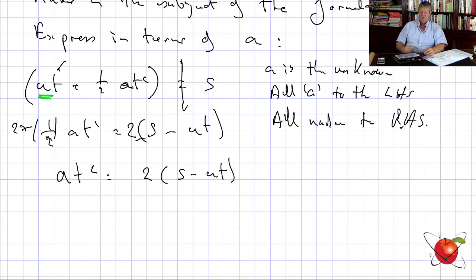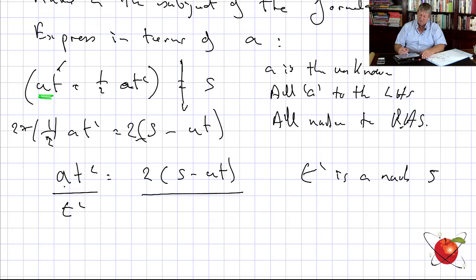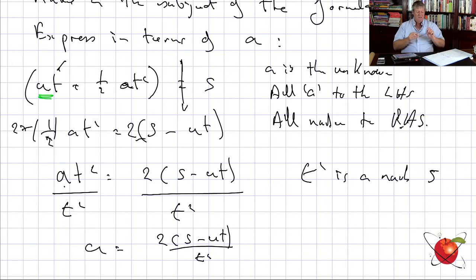Correct? Right, now I only want a. So it's a times, what is t squared? T squared is a number. It could be 5. Okay, we don't know. But it's a number, so we divide by t squared. And therefore a is 2 times (s minus ut) over t squared. Okay? That's the first one. All right. And you'll see that these are pretty straightforward. Okay? Now, all right.